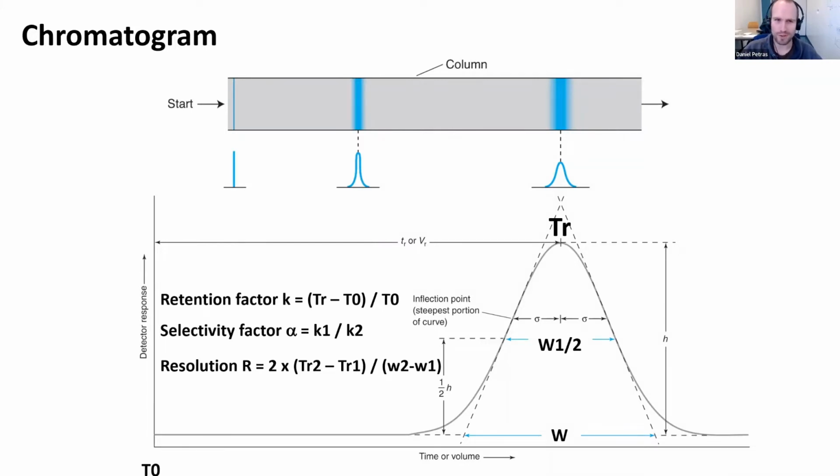Now for us, what is really important is that we have even distributions, ideally Gaussian, and also that this resolution is possibly high. And what that results in is something which I think we commonly call a nice chromatogram.